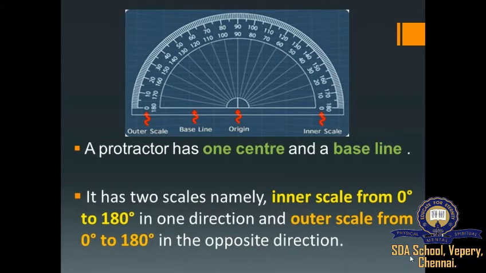The inner scale ranges from 0 degrees to 180 degrees in the anti-clockwise direction, and the outer scale ranges from 0 degrees to 180 degrees in the clockwise direction. So this is the picture of a protractor. Can you see that the inner scale ranges from 0 to 180 degrees in the anti-clockwise direction, whereas the outer scale ranges from 0 to 180 degrees in the clockwise direction.